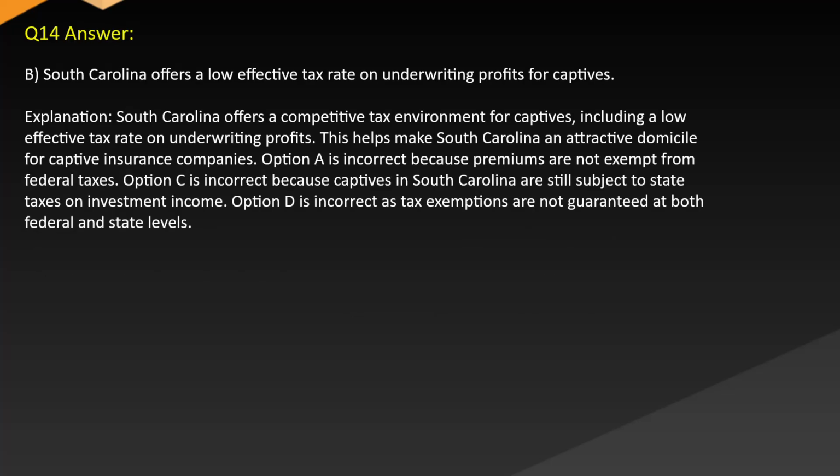Answer. B. South Carolina offers a low effective tax rate on underwriting profits for captives. Explanation. South Carolina offers a competitive tax environment for captives, including a low effective tax rate on underwriting profits. This helps make South Carolina an attractive domicile for captive insurance companies.